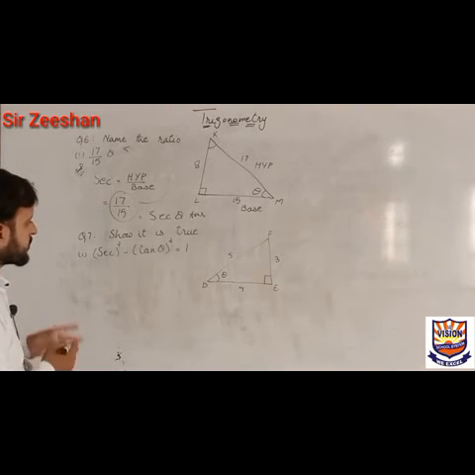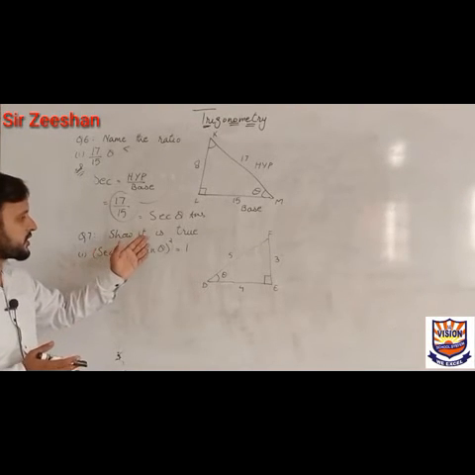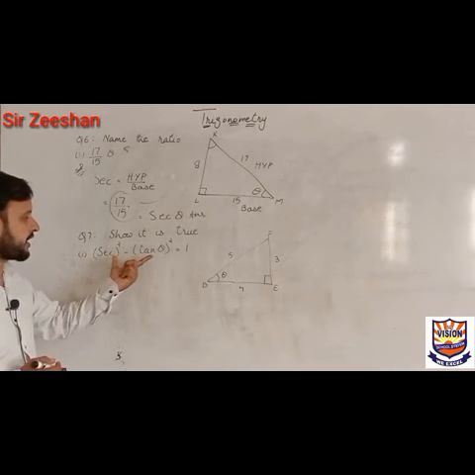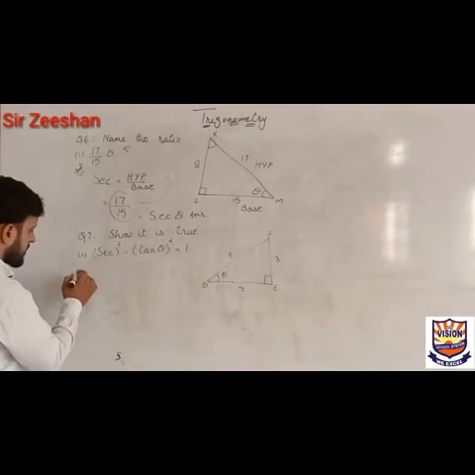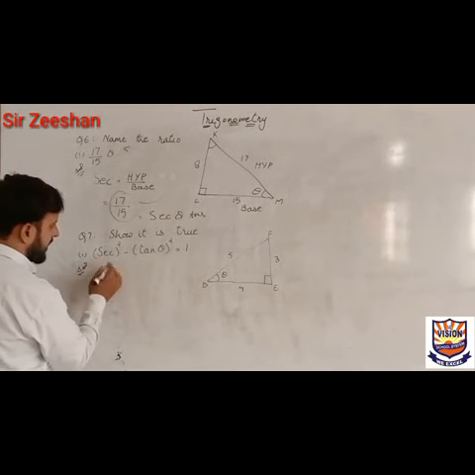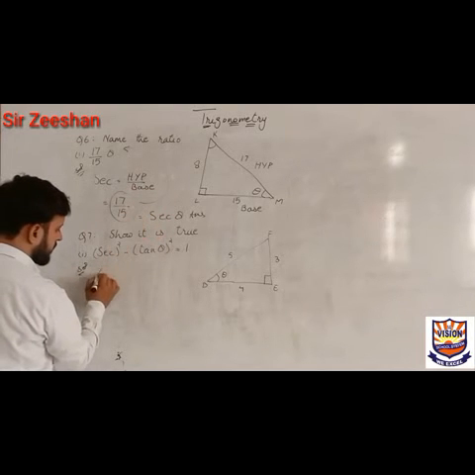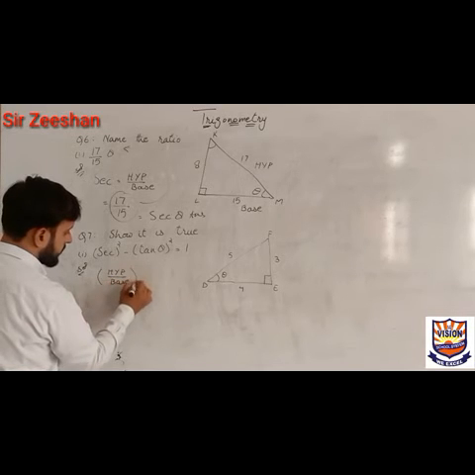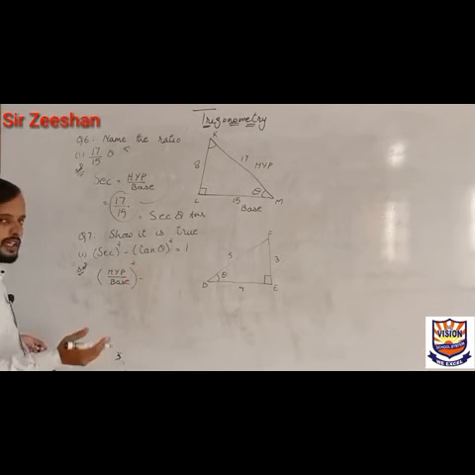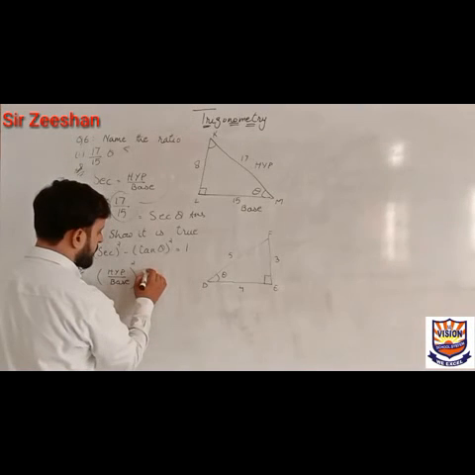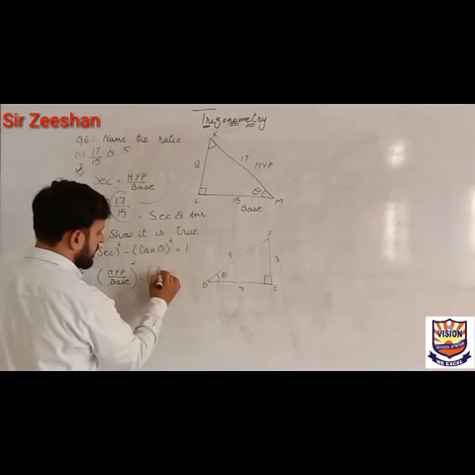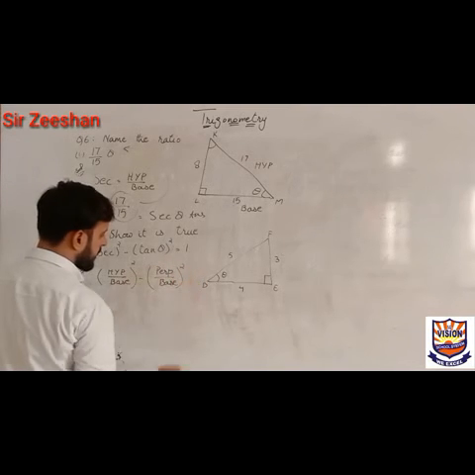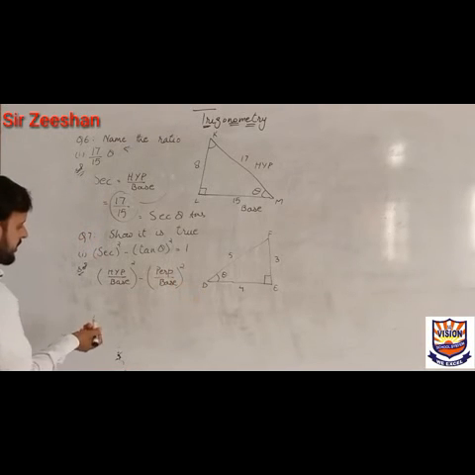Now this is question number 7, that is saying to show that, or prove that, this statement is true according to this triangle. So let's move towards that. The formula of sec is hypotenuse upon base, and square on it, minus the formula for tan, which is perpendicular upon base, and square on it. Okay, this is the left hand side.